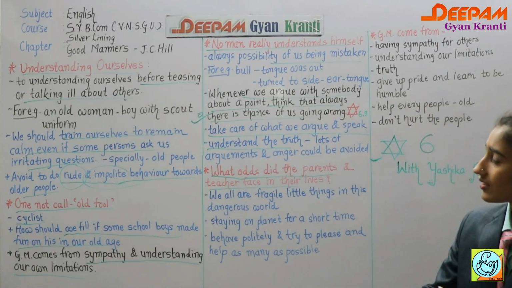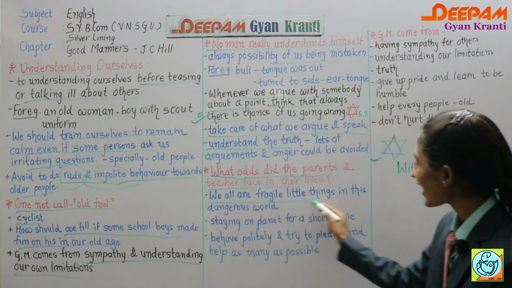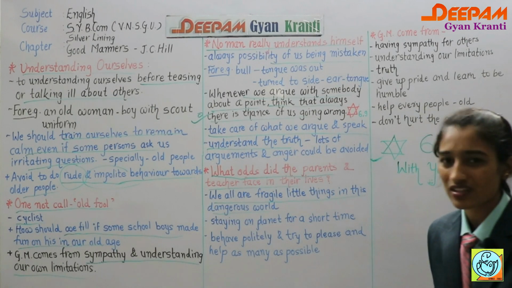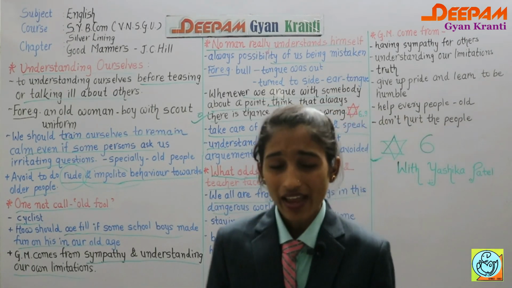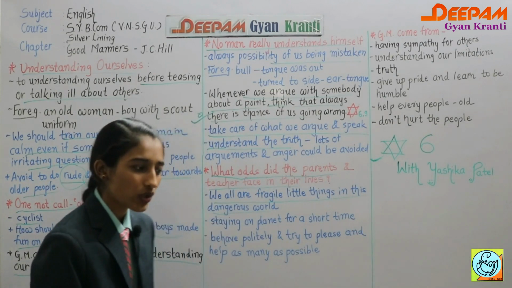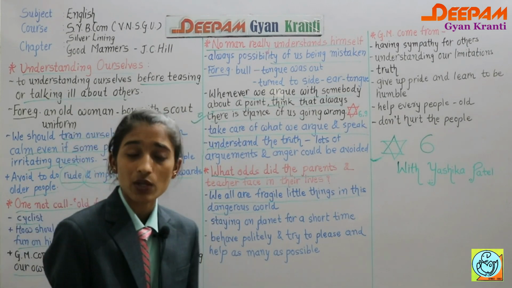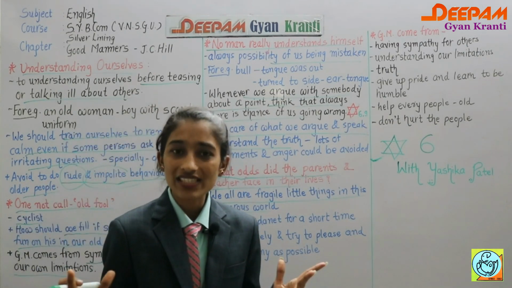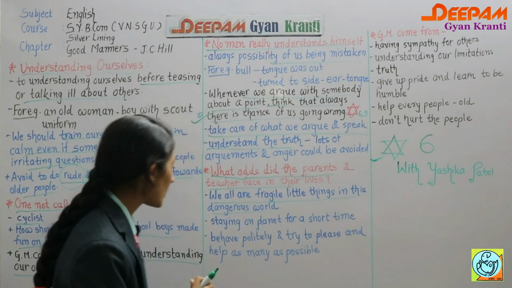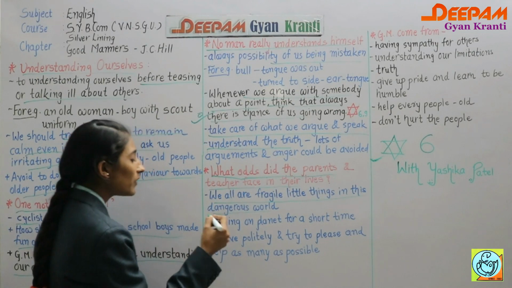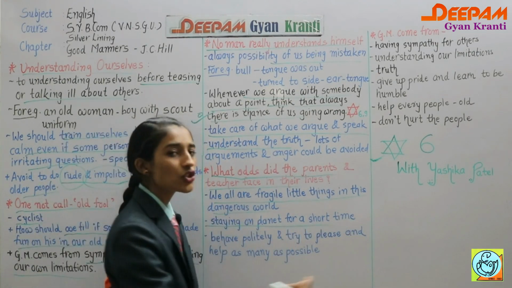Further, J.C.Hill said that we are all fragile little things in this dangerous world. We are a very small insect in this world. Actually, if it is said that we have no presence at all, then also I am absolutely right, because the world is too large and we are a very small part of it, and we are staying on this planet for a very short time.